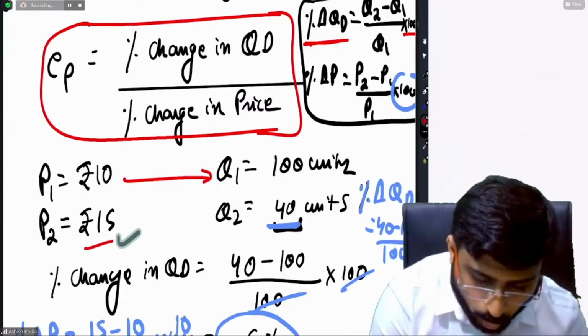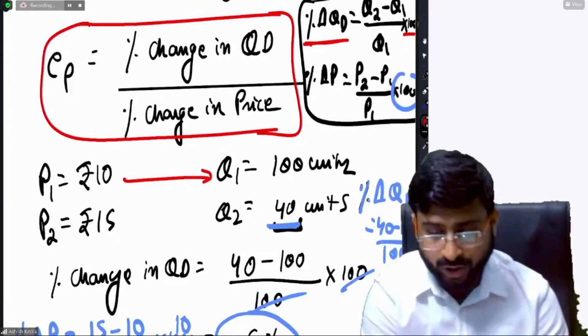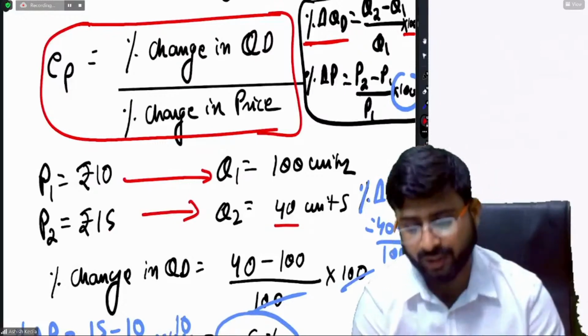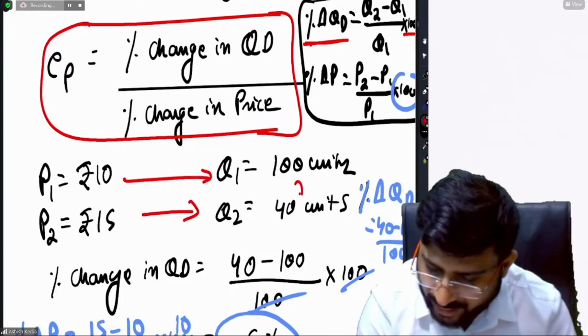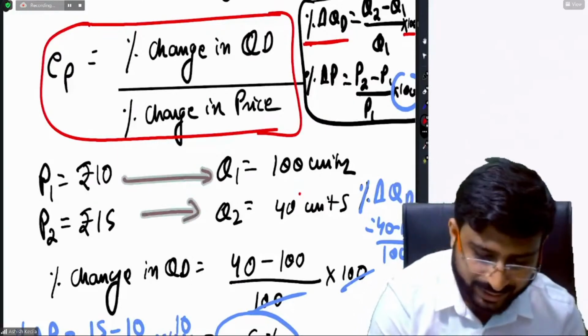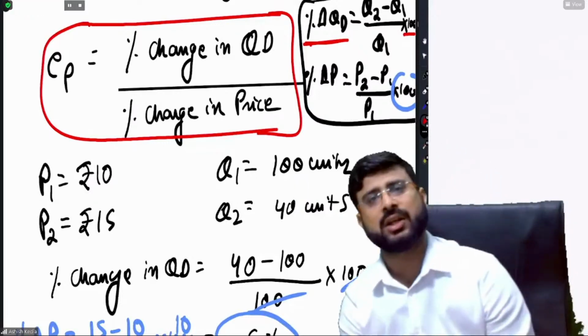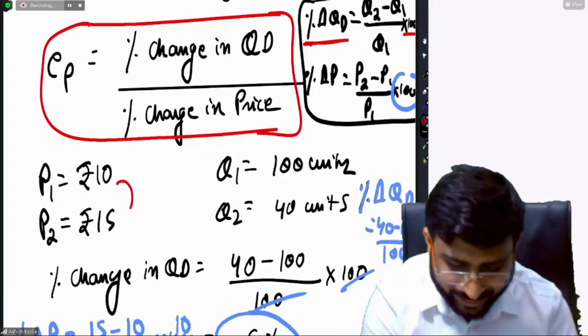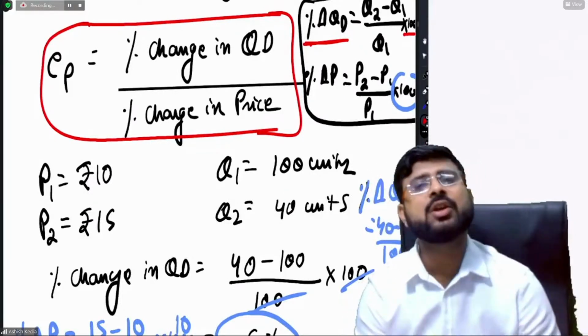But when price rose to rupees 15, quantity demanded fell down to 40. So when price had increased, quantity had decreased. When price had increased from 10 to 15, quantity had decreased from 100 to 40.